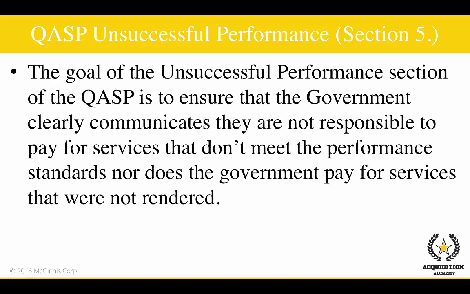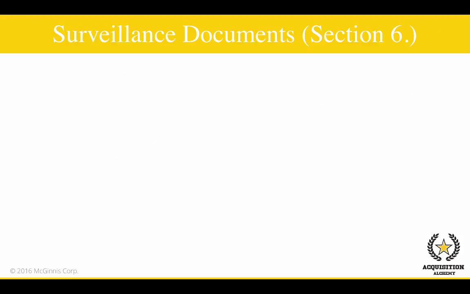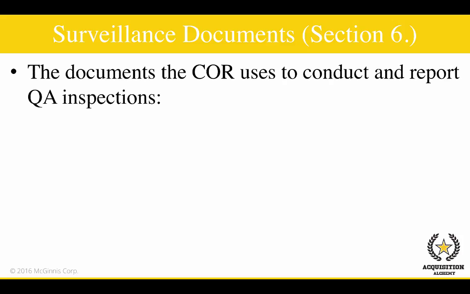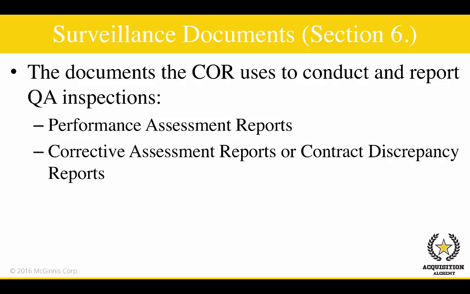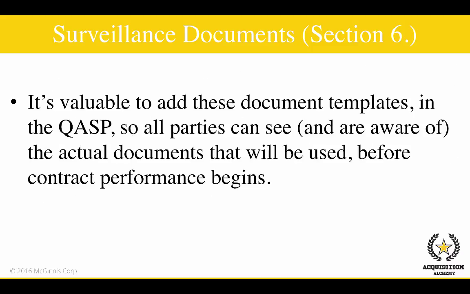The goal of the unsuccessful performance section of the QASP is to ensure that the government clearly communicates they are not responsible to pay for services that don't meet the performance standards, nor does the government pay for services that were not rendered. And the 6th section of a standard QASP details the surveillance documents to be used. The documents that the COR uses to conduct and report quality assurance inspections include, but are not limited to, performance assessment reports, corrective assessment reports, or contract discrepancy reports, and monthly COR reports. It's valuable to add these document templates in the QASP so all parties can see and are aware of the actual documents that will be used before contract performance begins.